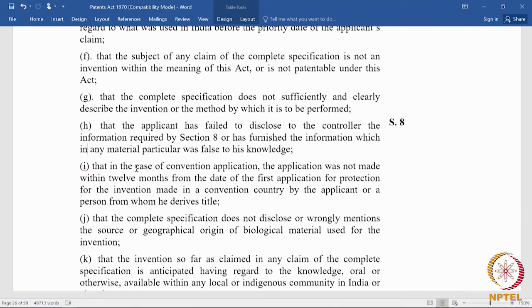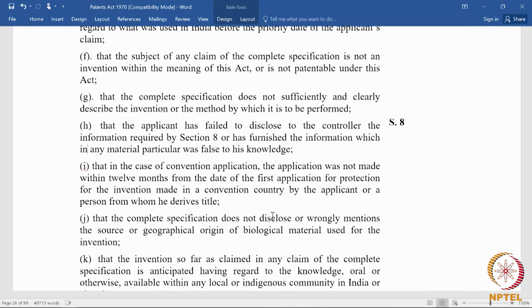I, that in the case of a convention application, the application was not made within 12 months from the date of the first application for protection for the invention made in a convention country by the applicant or a person from whom he derives title. Now, in the case of a convention application which enters India, the application in India has to be made within 12 months of making the first application. That is what we call the basic application. Now, if the 12-month period is not kept, it can be a ground for challenge.